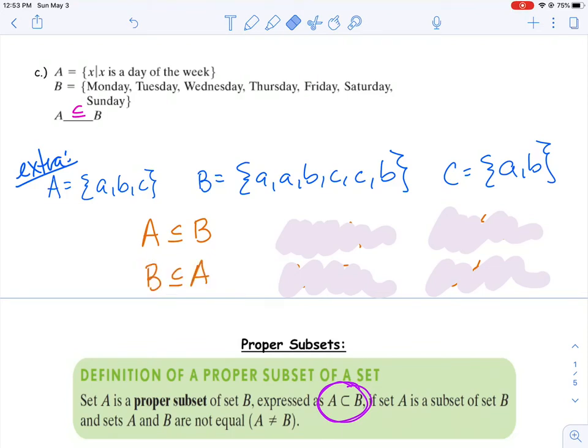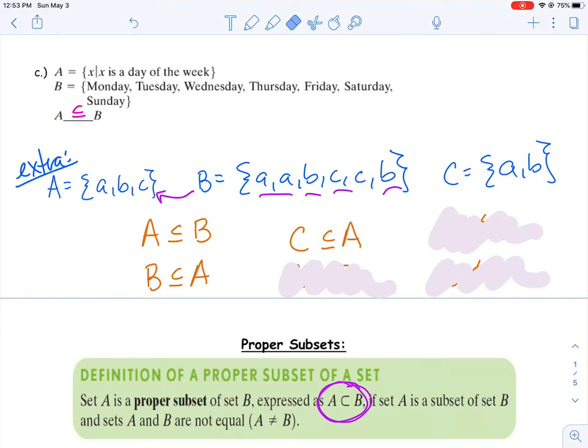I could even say that B is a subset of A because technically isn't everything in this set, A, B, and C, also in set A? Remember, it doesn't matter about the repetition. As long as it has an A, a B, and a C, they have the same elements, then B is a subset of A. So even if there's repetition of the same letter, they still have the same elements. A is a subset of B, and B is a subset of A.